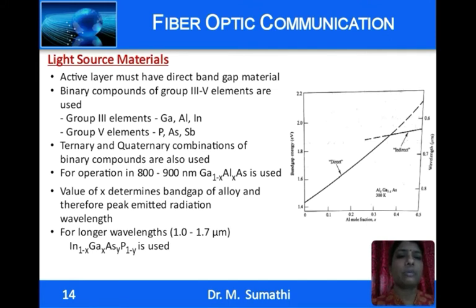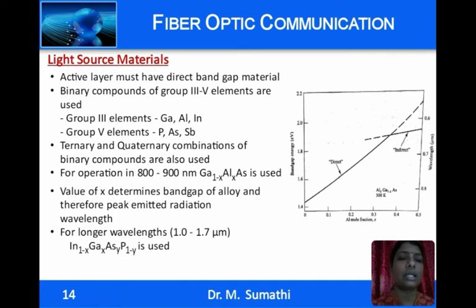We have seen the choice of materials for a light source should be direct bandgap material, so that the radiative recombination probability is higher. So, binary compounds of group 3 and group 5 elements are used. Examples of group 3 elements are gallium, indium and aluminum, and group 5 elements are phosphorus, arsenic and antimony. And also ternary and quaternary combinations of these binary compounds are used. So, the binary compounds could be aluminum arsenide, gallium arsenide, indium phosphide, so on, and quaternary or ternary combinations of these elements are again used.